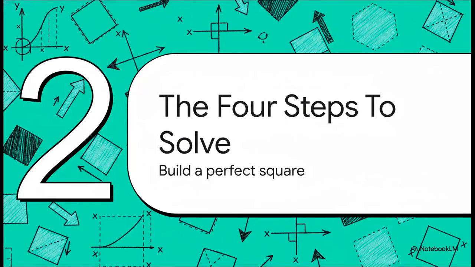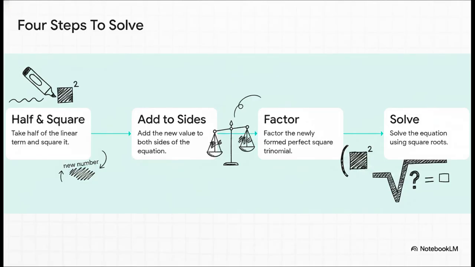Moving on to section 2, the 4 steps to solve. It all comes down to 4 highly reliable steps. Step 1, we take half of our linear coefficient. That's just the number attached to the plain old x, and we square it. Step 2, we add that brand new number to both sides of the equation. Step 3, we factor the newly formed perfect square. And finally, step 4, we solve it. Just like the source suggests we can reshape our lives by finding balance, we're reshaping any quadratic equation by finding half that middle number, squaring it, and adding it to balance both sides.